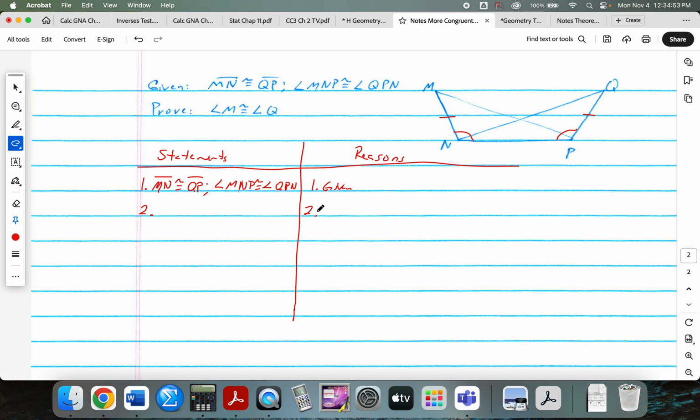Part of what we have to do on this is decide which triangles we're going to try to prove congruent. There are 5 triangles in this picture. Do you see them? It's a little hard at first to see all 5 of them. Most people see the 3 little ones pretty quickly. This triangle, this triangle, this triangle, but then there's also triangle MNP and QPN.